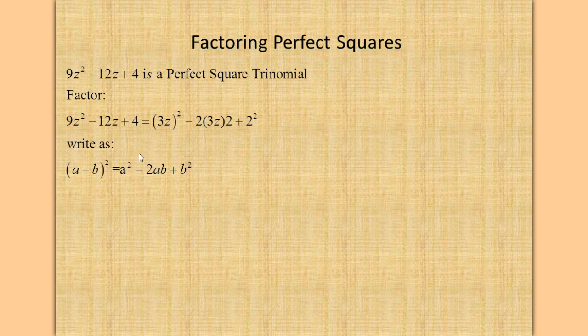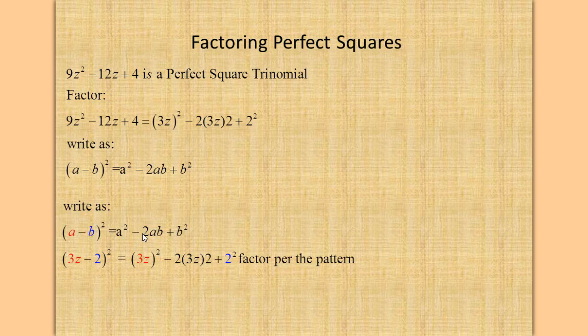Well, what is a? Well, a is 3z. And what is b? B is 2. So we plug our a and b into our equation, where a is 3z and b is 2. And there it is. It's factored: 3z minus 2 squared. And if we multiply that out, we get our original equation.